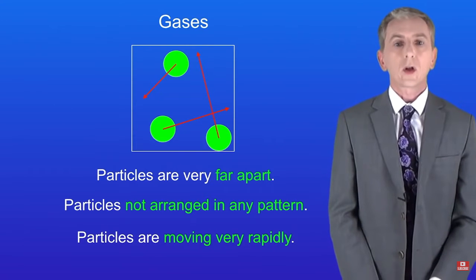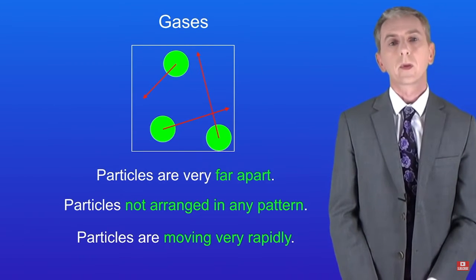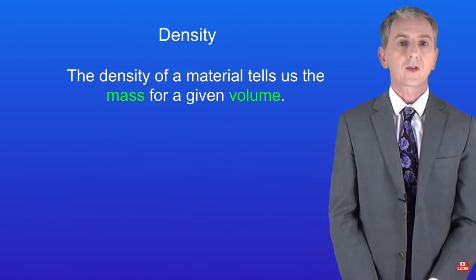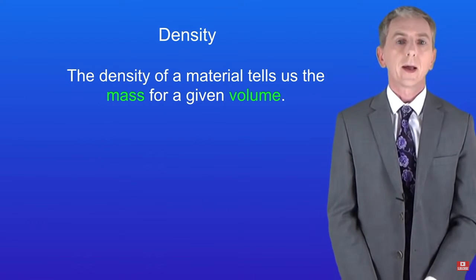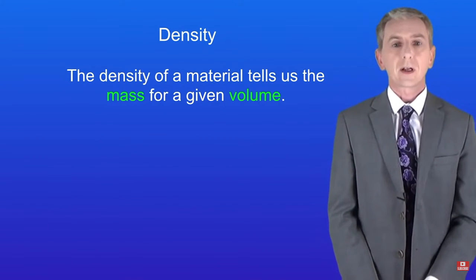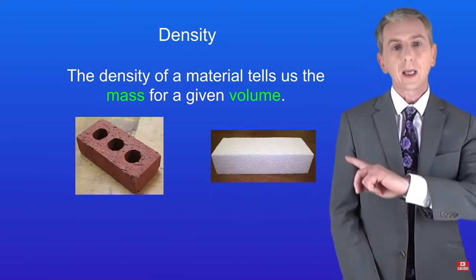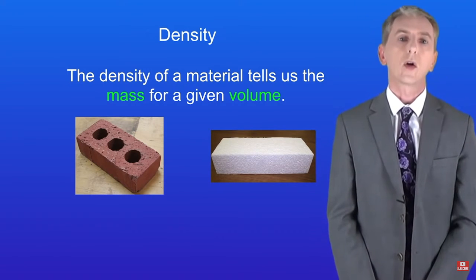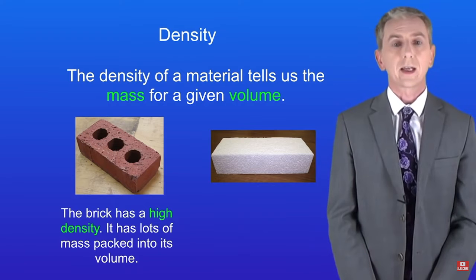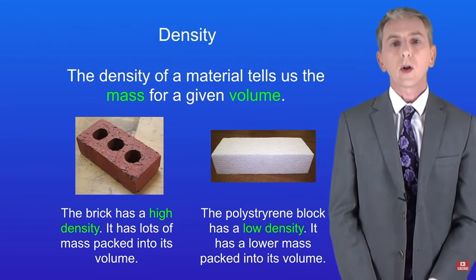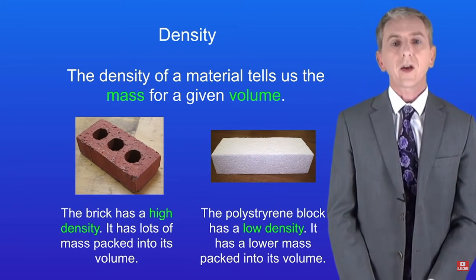Okay, we're going to take a look now at density. The density of material tells us the mass for a given volume. Now that sounds tricky, but the idea is relatively straightforward. I'm showing you here a brick and a polystyrene block. The brick has a high density. It has lots of mass packed into its volume. The polystyrene block has a low density. That's because it's got a lower mass packed into its volume.